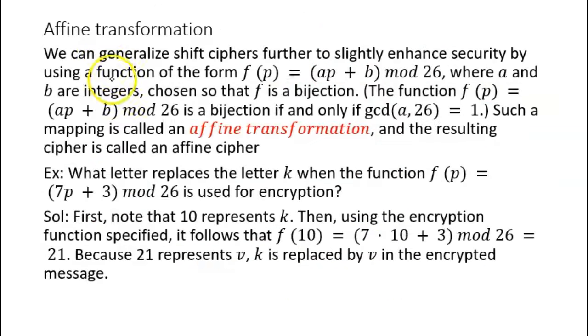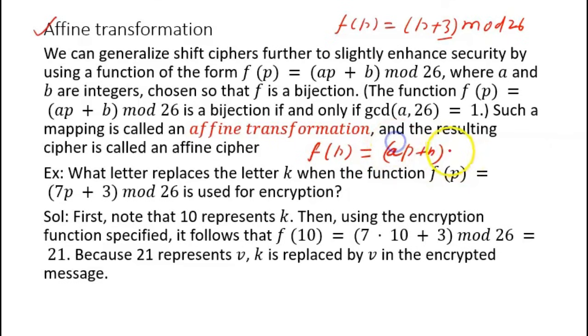Okay. So the next thing that we are going to talk about is affine transformation. We have used Caesar cipher and shift cipher. In Caesar cipher, I was using the function f(p) is equal to p plus 3 modulo 26, right? And in shift cipher, I was replacing this 3 by any integer k. But we can enhance our security by using a function that is f(p) is equal to ap plus b modulo 26.